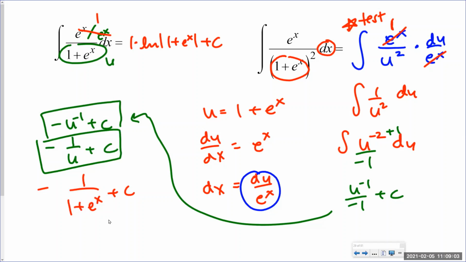1 plus e to the x. So make sure you plug in your u, and bam, now I have the right answer, okay? Let's move to this right here.